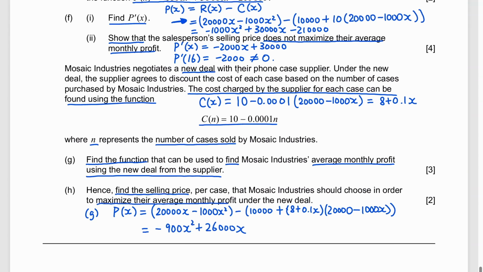To find the selling price that maximizes profit, differentiate P(x), set it equal to 0, and solve. We get x equals 14.4.